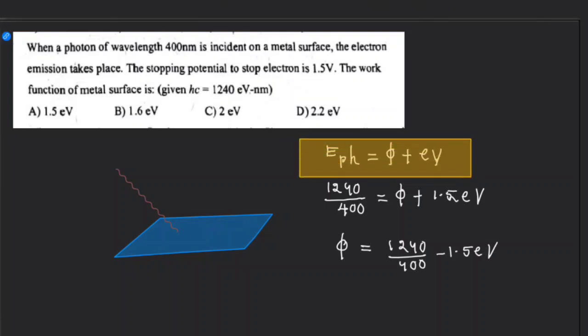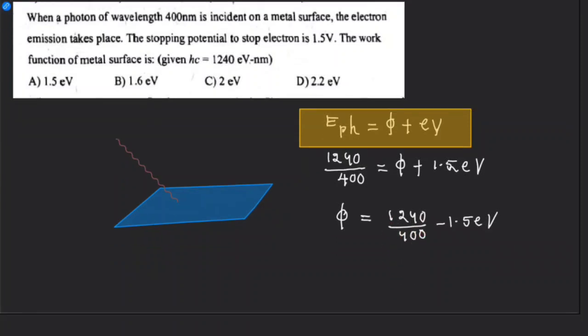So not doing it. So E_ph is equal to phi plus eV. So just do this calculation. So the 0 0 get cancelled, and this 40 10 times you could easily do that, fourth table, right?